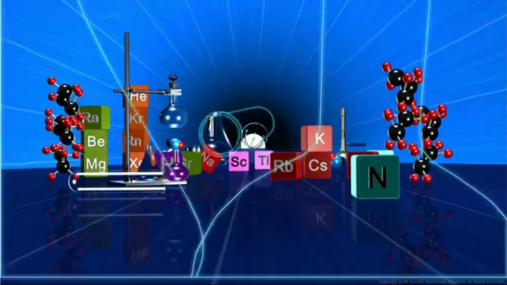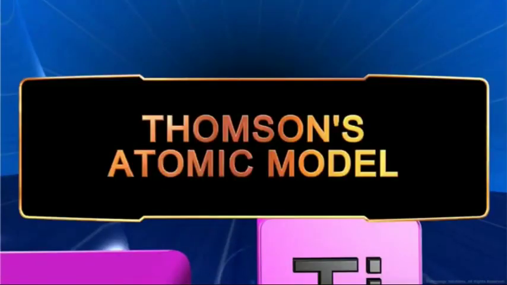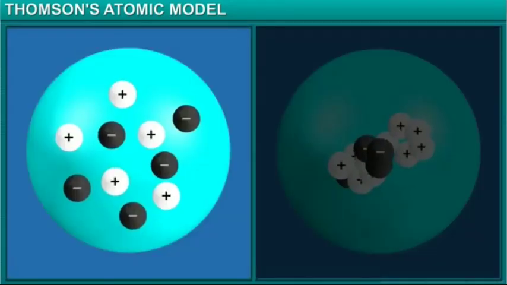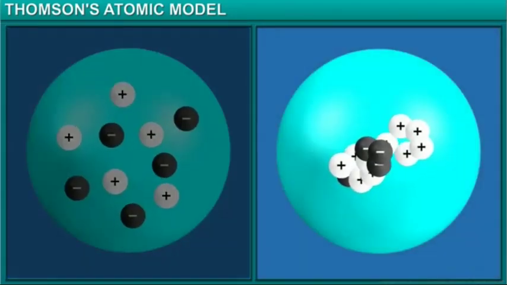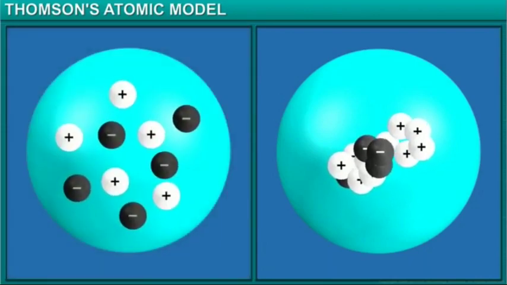In this module, you will learn about Thomson's atomic model. Are the charged particles arranged in any particular manner? Are the charged particles spread throughout the atom, or are they concentrated in one place? To answer these questions, let's go back in time.